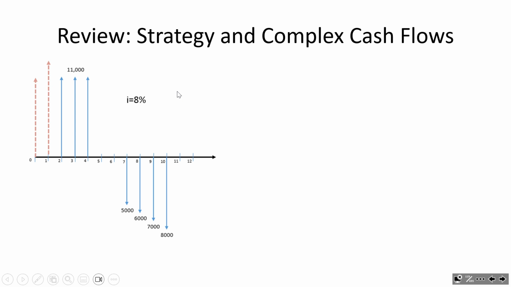So our steps might be to first take the annual series. So step 3 would be take A at years 7 through 10 to year 6 using find P given A.